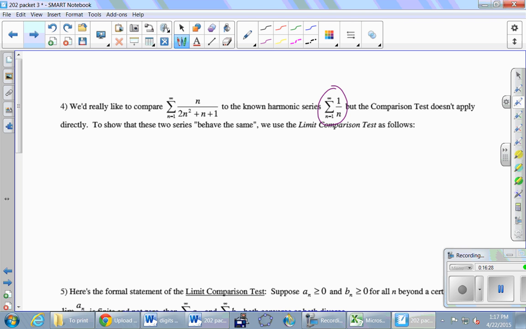What we're going to do is find a limit as n goes to infinity. So this is a brand new test. Limit as n goes to infinity of the term in the series that we're interested in, n over 2n squared plus n plus 1, divided by the term in the series that we think ours behaves like, 1 over n. Everybody see the two things? The original term, and then the one that we hope we can compare to.